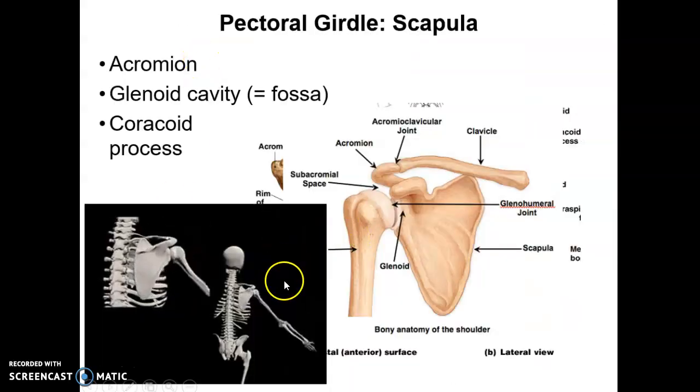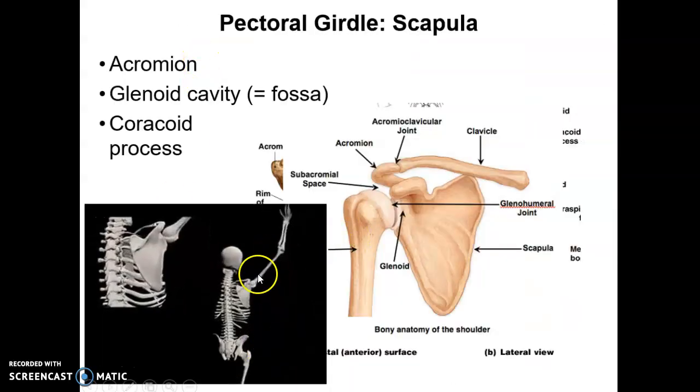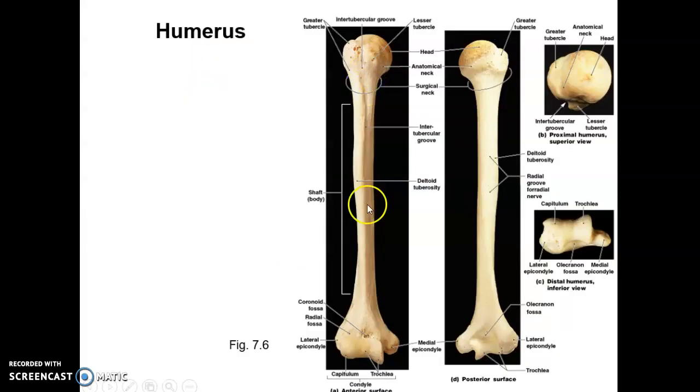Okay, let's move on to that upper arm bone, the humerus. Boom. So a lot of structures here on the humerus. Many of them, you only need to know what I have listed on here, which should correspond with our lab work. There's the head, nice round head of the humerus, which articulates with the glenoid cavity of the scapula.